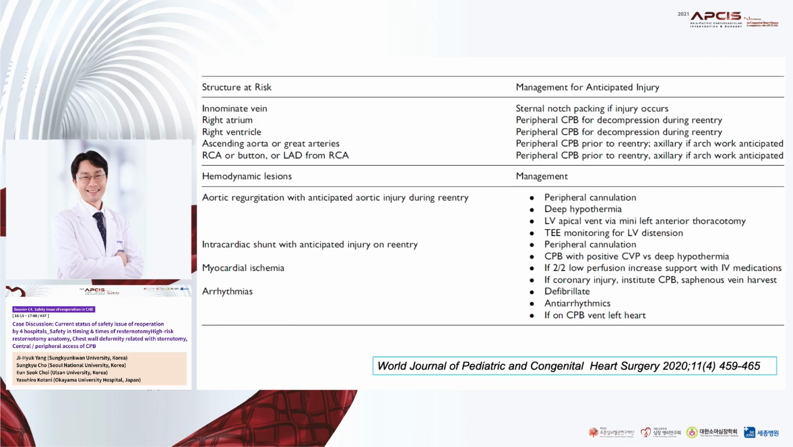The structures to be considered for redo sternotomy are as follows: innominate vein, right atrium, right ventricle, ascending aorta or great arteries, coronary arteries. In addition, the following hemodynamic conditions should also be considered: aortic regurgitation with anticipated aortic injury during re-entry, intracardiac shunt with anticipated injury on re-entry, myocardial ischemia, and arrhythmias.